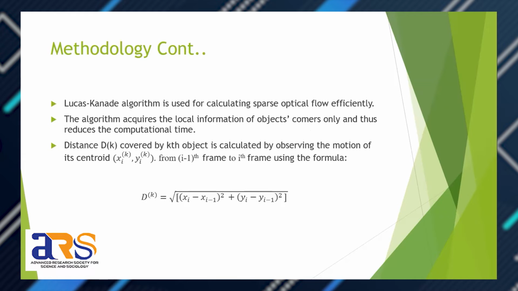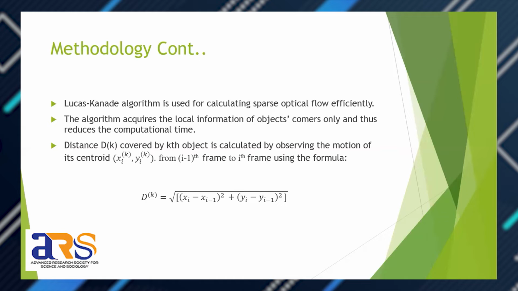For calculating optical flow, we use the Lucas-Kanade algorithm for calculating a sparse optical flow. To identify the speed of a cyclist, we use the distance covered, calculated by observing the motion of its centroid, the centroid of the bounding object, from the (i-1)th frame to the ith frame using a formula.